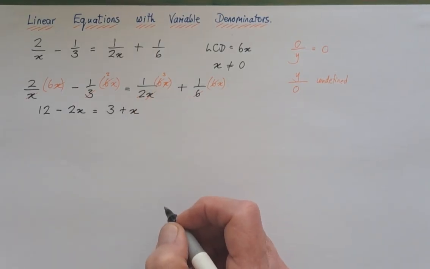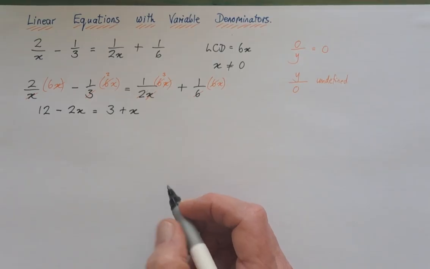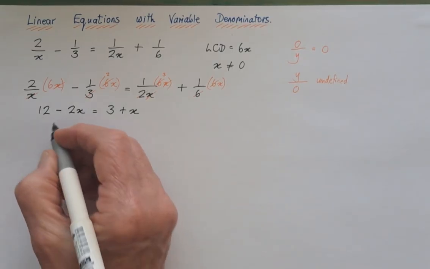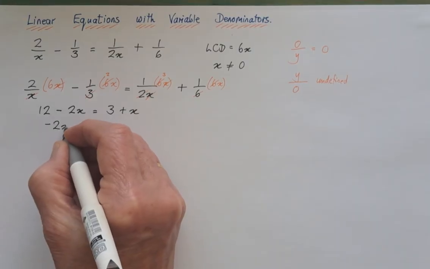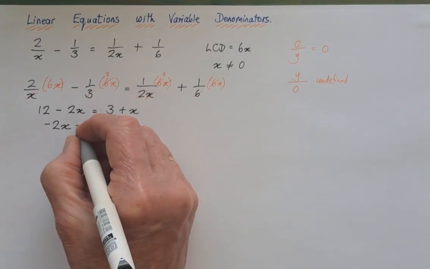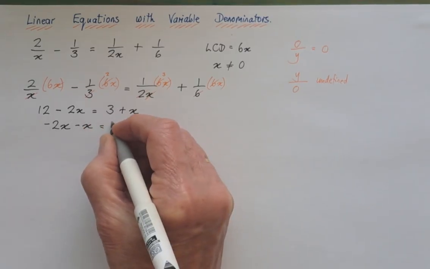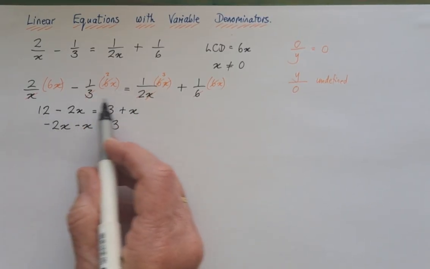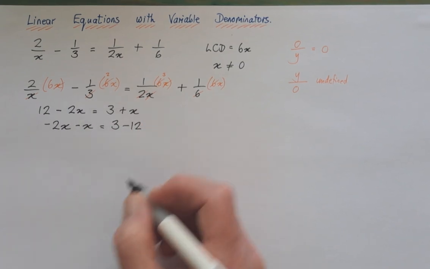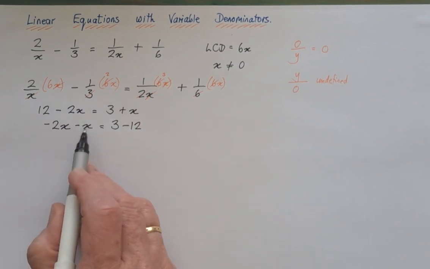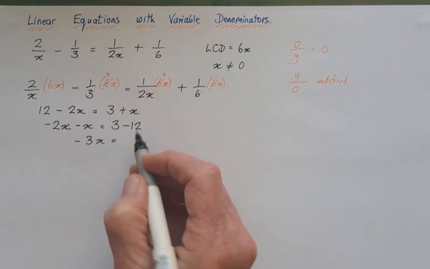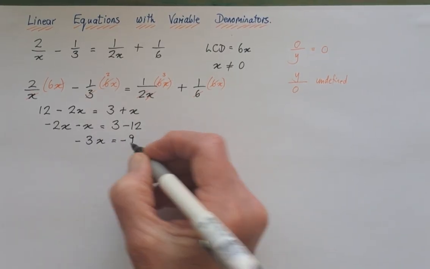I'm now going to tidy up and get my x's on the one side and numbers on the other side. So here I have, be careful, negative 2x, and it's not moving sides, so it remains negative. This one's coming across, so positive becomes negative. The 3 is staying there. The 12 is going across. It was positive. It's becoming negative. Negative 2x minus 1x is negative 3x. And 3 minus 12 is negative 9.